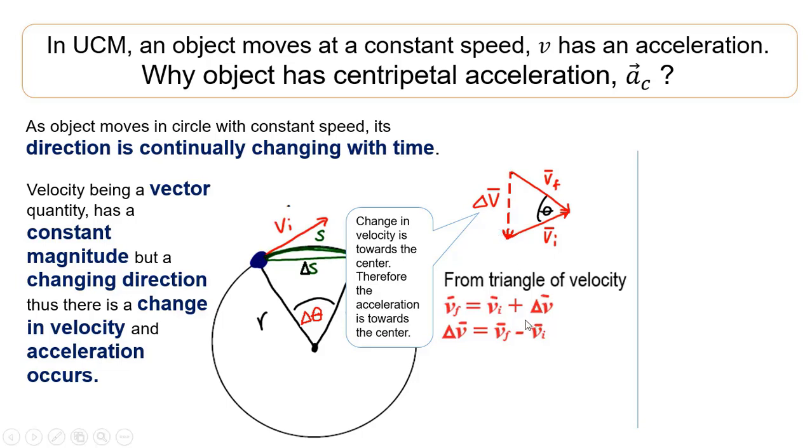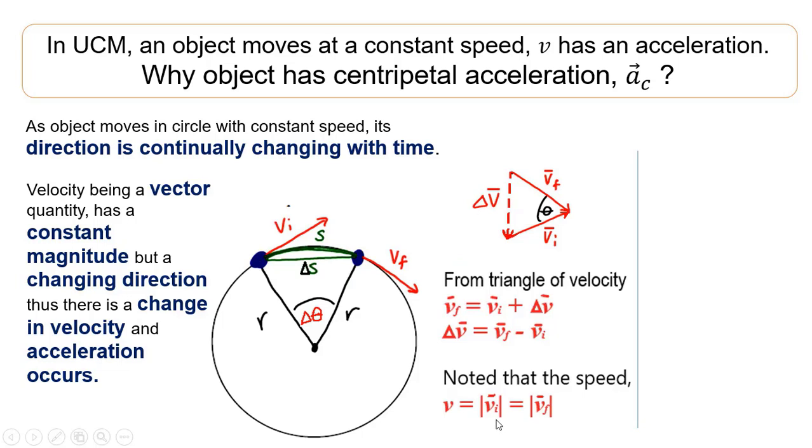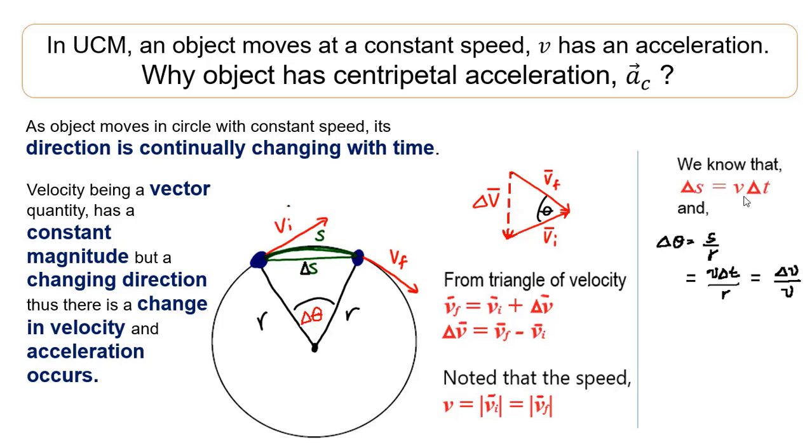Note that the speed v is equal to the magnitude of initial velocity and also equal to the magnitude of final velocity. From the definition of velocity, which is the rate of change of displacement, we know that delta s equal to v delta t, and delta theta equal to s over r, which is equal to v delta t over r and approximately equal to delta v over v. To understand this, let's consider this triangle and this triangle.